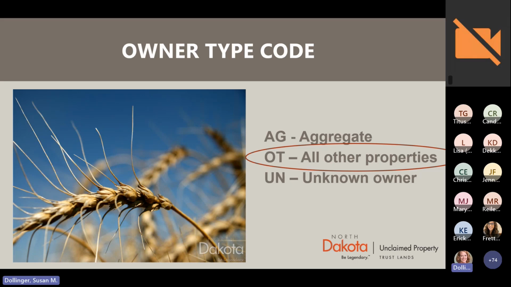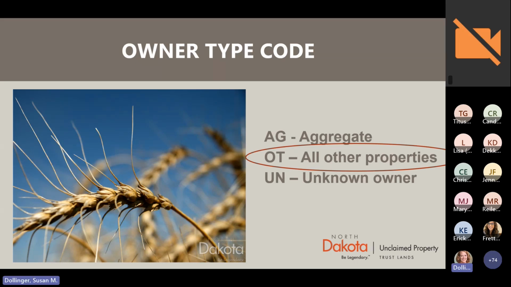The next data element we want to talk about is the owner type code. There aren't a lot of owner type codes, but the most common that we see are the 3 listed on your screen. AG stands for aggregate properties. So if you lump those properties together and report them as a lump sum, you want to use the AG owner type code.